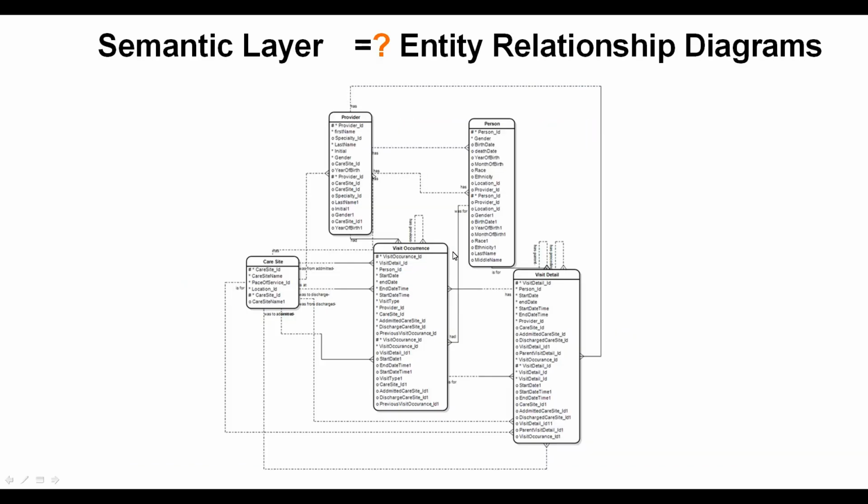So we really want to ask ourselves, does a semantic layer equal entity relationship diagrams? Does it equal tables and rows and things like that? No, it doesn't. So we might have a business type view within our entity relationship diagrams. For instance, here, providers and people, and visit occurrence and visit details and care sites, for our healthcare organisation.